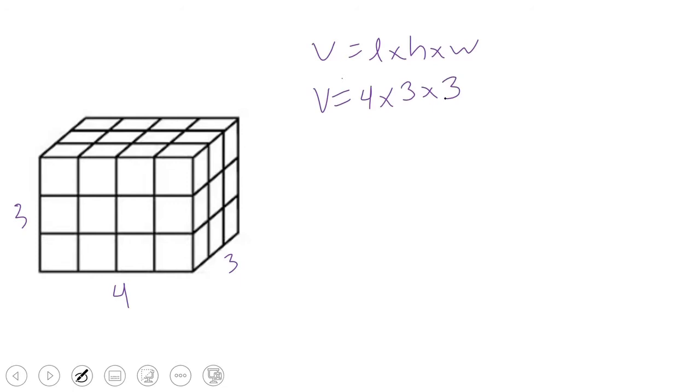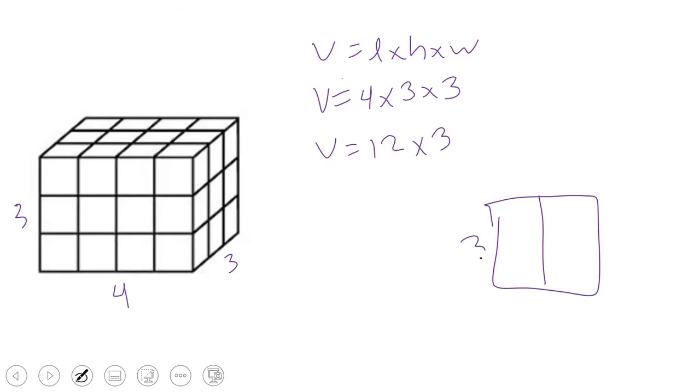Volume equals 4 times 3, which is 12. And then we bring down the 3. 12 times 3. I'm going to use area model. Okay? So I'm going to draw my box over here. I have 3 on the side, and 10 from the 12, and 2 from the 12 because of place value.